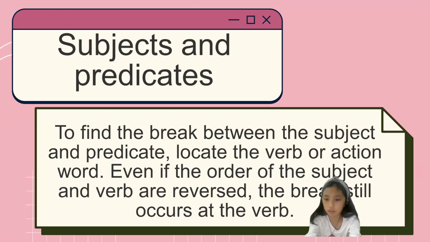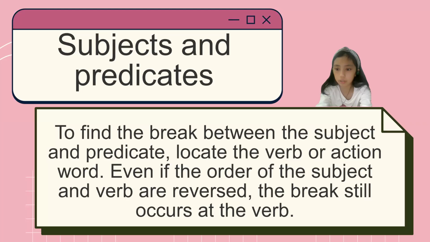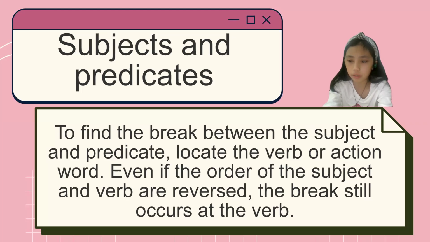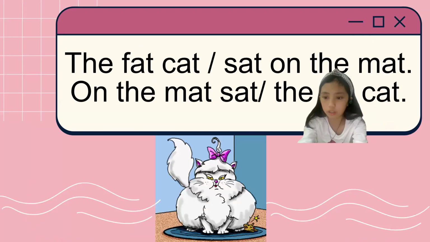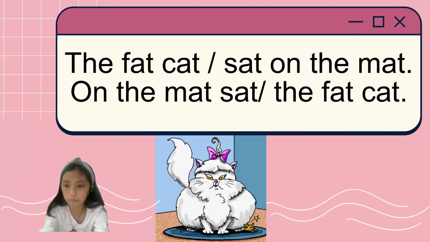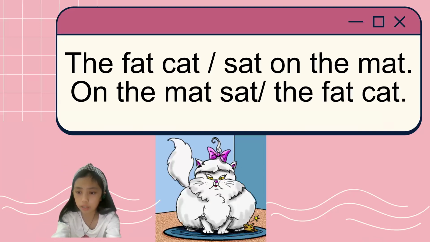Allow me to tell you about subjects and predicates. The simplest pattern in an English sentence is the subject. The subject is the who or what we are talking about, followed by the predicate. Predicates are what the subject is doing. To find the break between the subject and predicate, locate the verb or action word. Even if the order of the subject and verb are reversed, the break still occurs at the verb. For example, the fat cat sat on the mat, or on the mat sat the fat cat. In this example, the fat cat is the subject, while sat on the mat is the predicate.